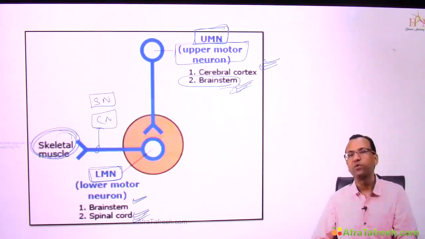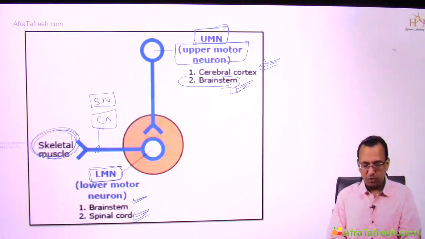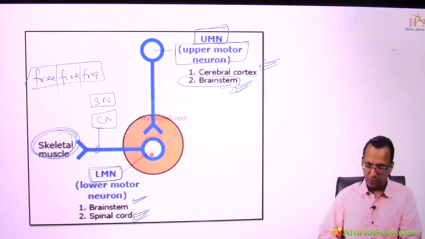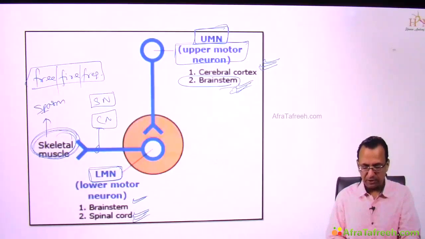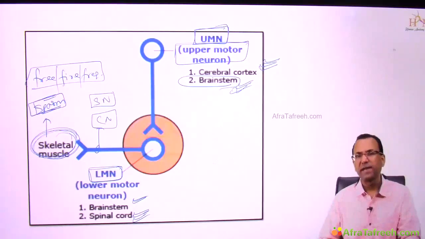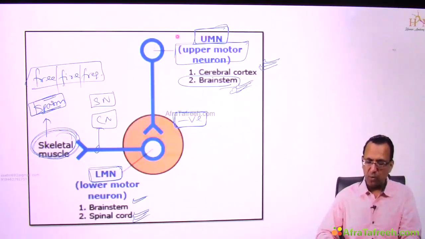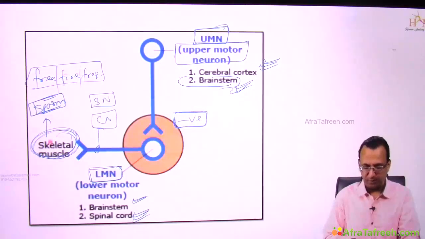Yes. And if you let the lower motor neurons free to fire frequently, what will happen? The muscle will go into spasm, spastic paralysis. So they must be inhibited. And that inhibition is done by upper motor neurons. Though it is not strictly inhibitory, upper motor neurons are going to inhibit the lower motor neurons so that they don't keep firing frequently and keeping the muscle into spasm.